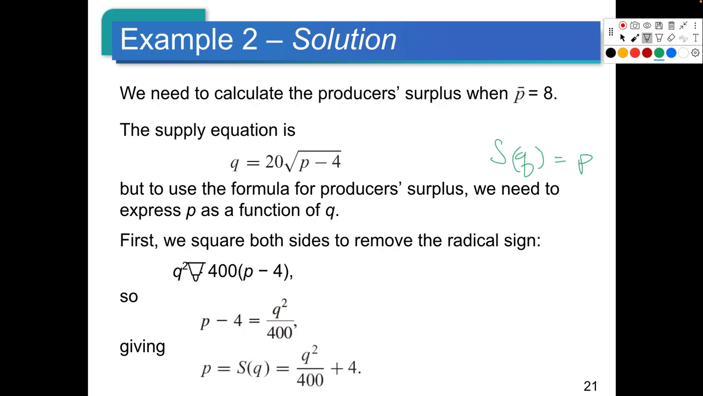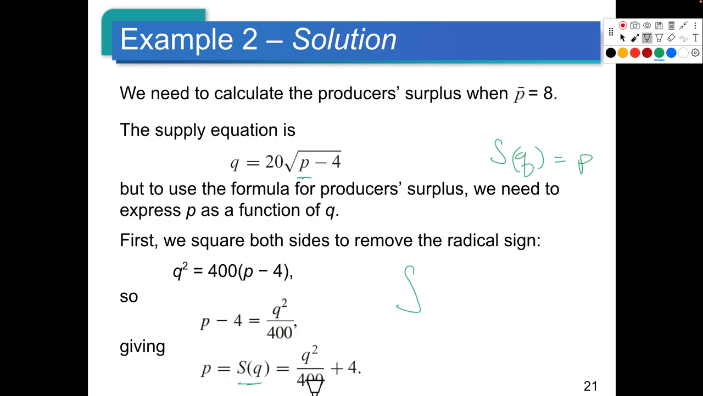So we squared both sides, you got Q squared. So this is our producer's function. And again, if they give it to you Q equals, we need to solve for P so that we have the producer surplus.